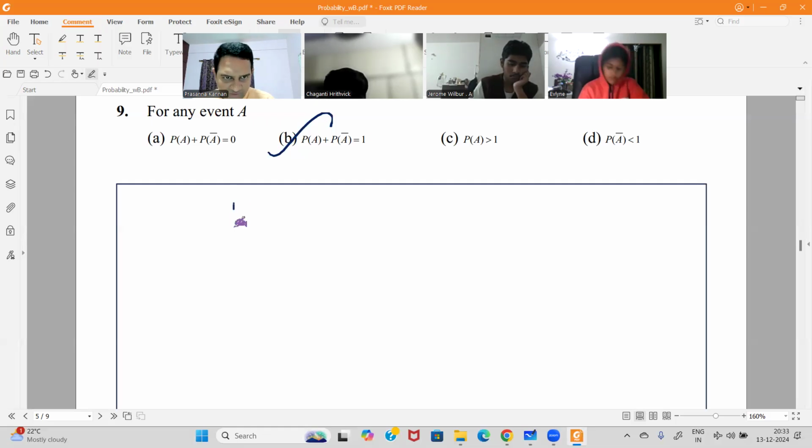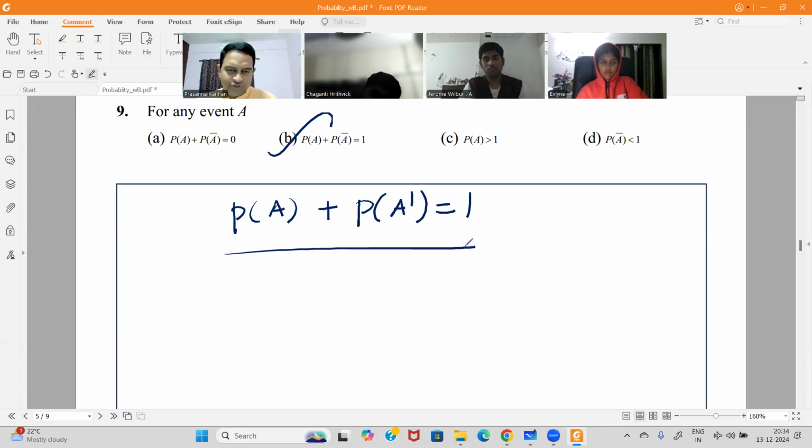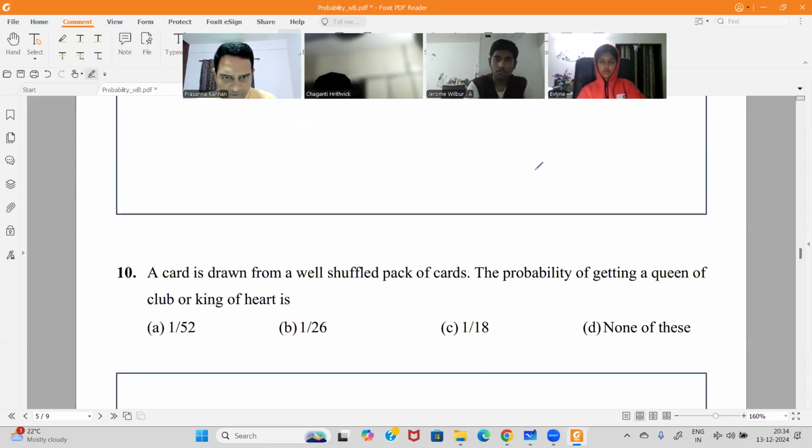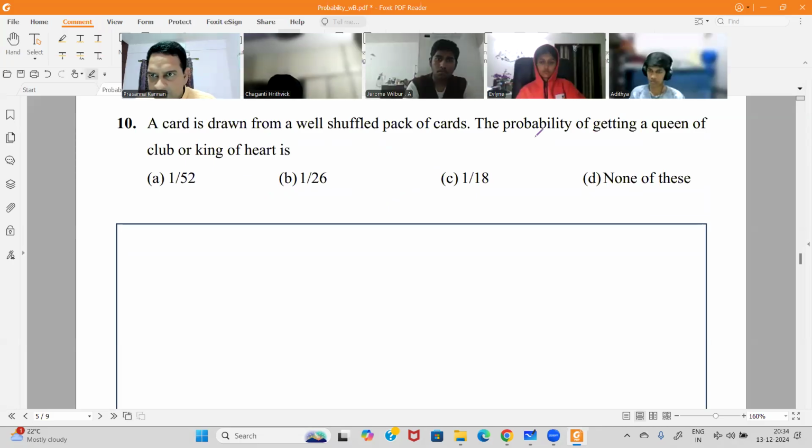P of any event plus the probability of its complement will always be 1, because say for example A refers to passing the exam, right? A bar refers to failing the exam. So a student will either pass or fail for sure, correct? So that's the meaning. Okay, fine. Let's move on to the next one now. Please go through this.